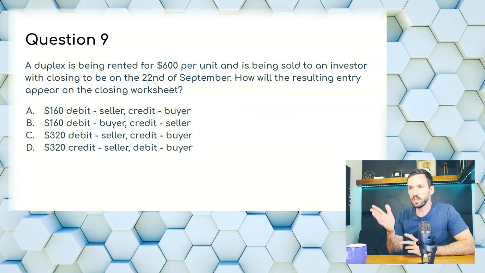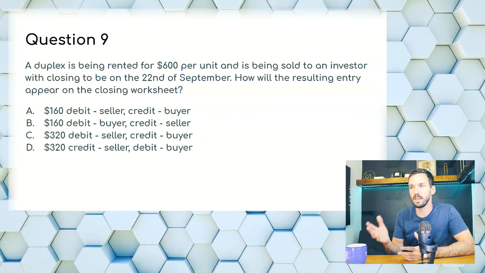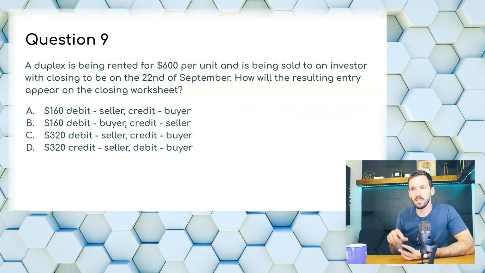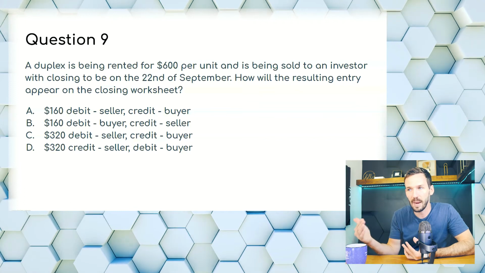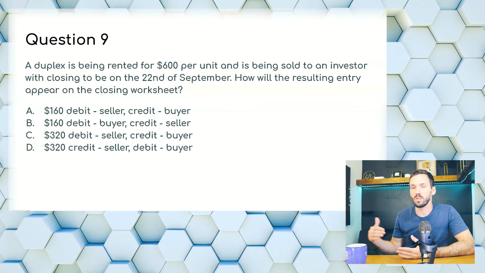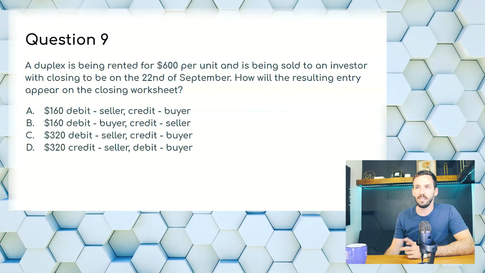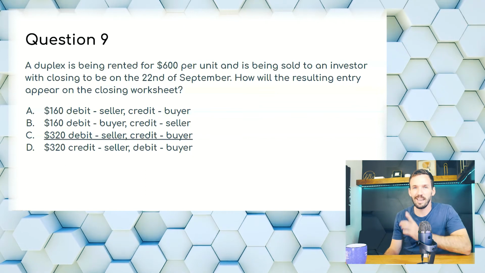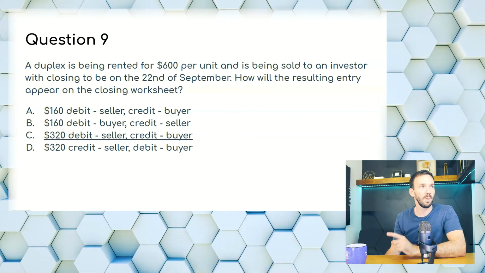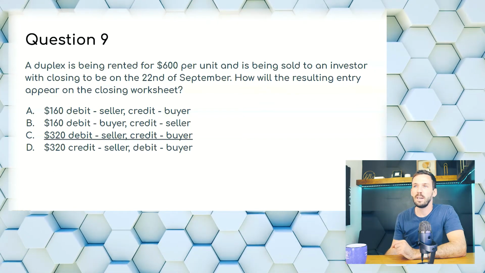So $600 per unit is $1,200 total because it's a duplex. So divide that by 30 days in the month. So $40 times the 8 days remaining in September is $320 going to the buyer. Debit. C is the answer here. So they trick you with that 160 because it is a duplex. There's 2 units in there. So 320, debit the seller, credit the buyer.